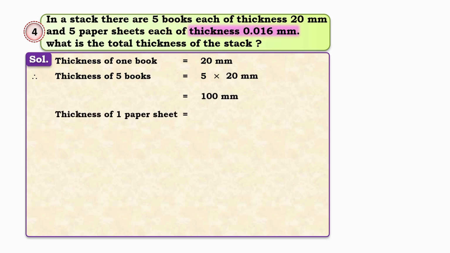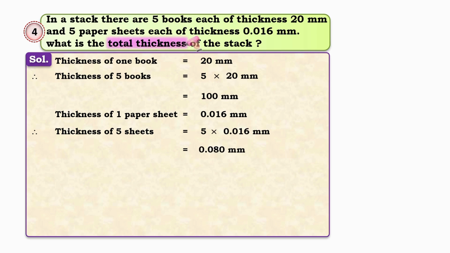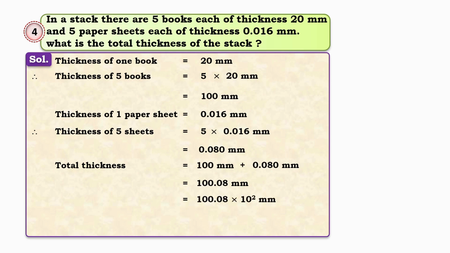And then each paper sheet thickness is 0.016 millimeter. So 5 paper sheet thickness will be 5 into 0.016 millimeter. Now we need to add both the thicknesses and we will get the total thickness of the stack. So here comes 100.08 millimeter, and now we are going to convert it to the standard form, that is 100.08 will become 1.008 into 10 to the power 2.